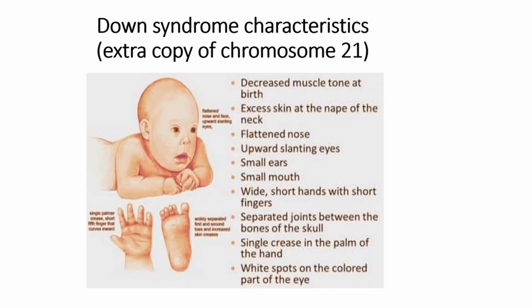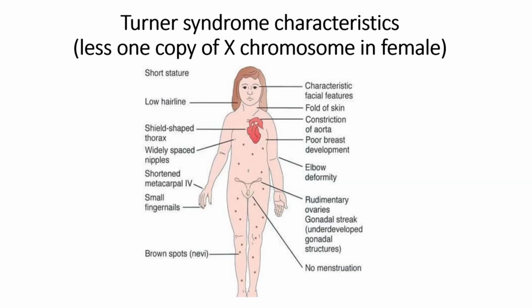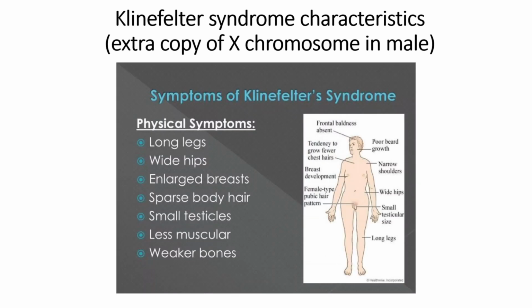These are some characteristics that are found in Down syndrome individual. These are some characteristics that are found in Turner syndrome. And these are the characteristics that are found in Klinefelter syndrome individual.